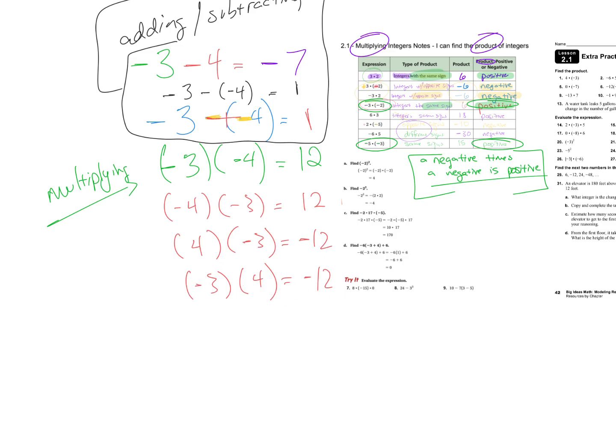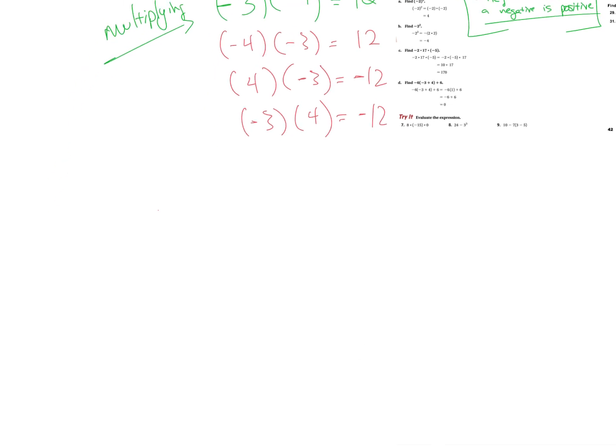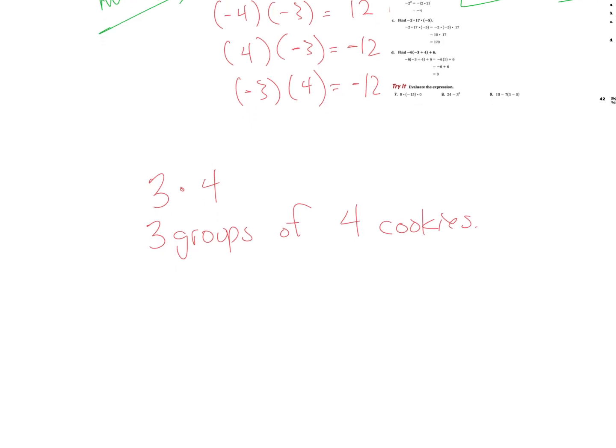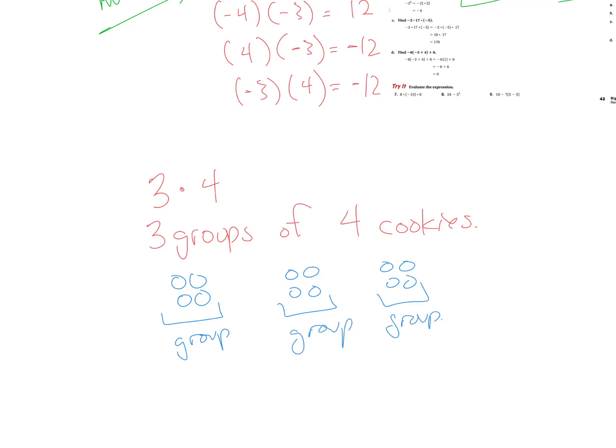Now, if you're having lots of trouble with this, go back to when you first learned multiplication, okay? 3 times 4. This is like saying I have 3 groups of 4, and let's use cookies. If I have 3 groups of 4 cookies, then that's 1, 2, 3, 4. That's one group. And 1, 2, 3, 4, that's another group. 1, 2, 3, 4, that's another group. How many cookies do I have? I have 12. Because 3 times 4 equals 12.